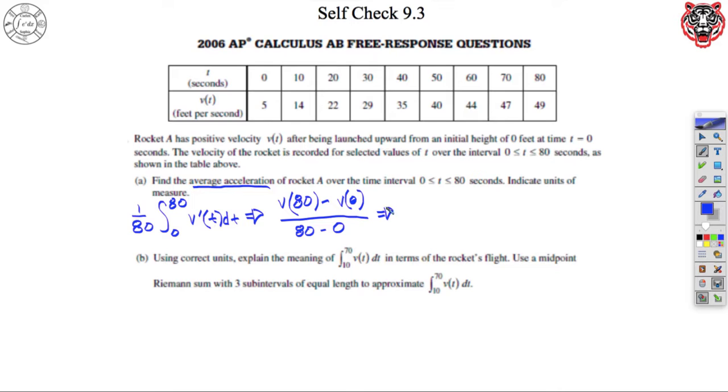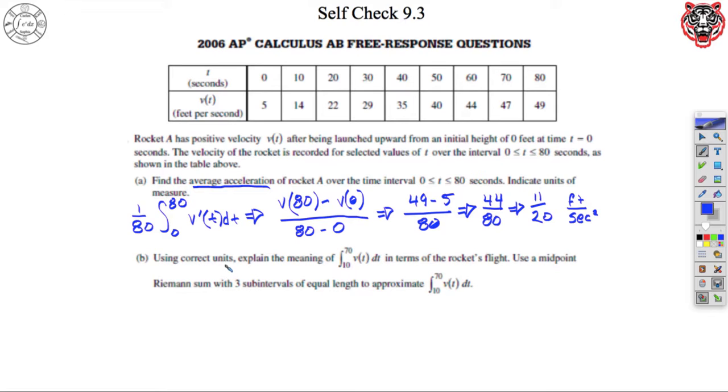So velocity of 80 is 49, so 49 minus 5, all of this divided by 80. That turns into 44 over 80, which reduces, divide the top and bottom by 4, to 11 over 20. And what are our units? Average acceleration, so our units are acceleration. It's feet per second squared. Feet per second squared. All right.